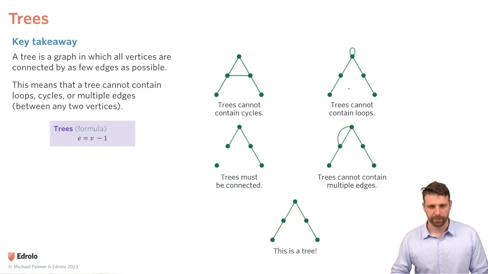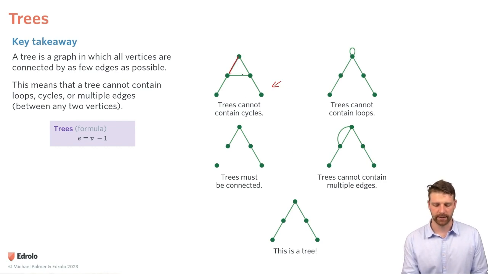So here I've got some pictures of things that trees can't contain. So this first one here, trees can't contain cycles. So that cycle is here. So we've got too many edges there. So that's not a tree. Trees can't have loops. And so this other top picture here, it's got a loop at the top. So it's not a tree either.